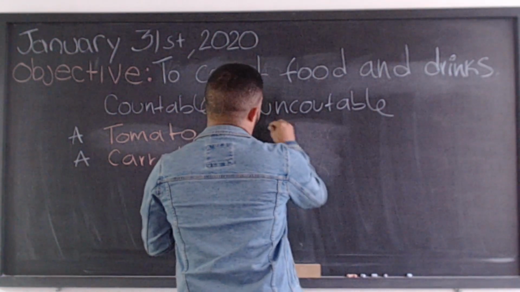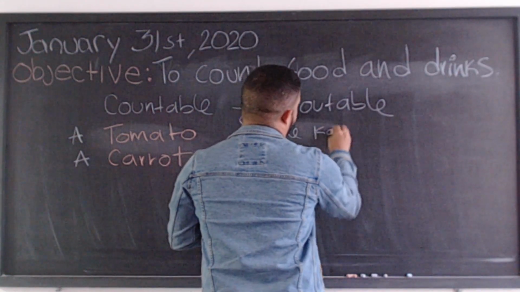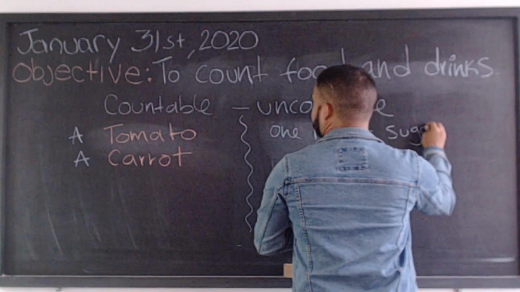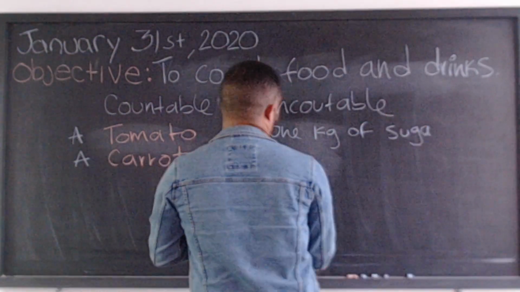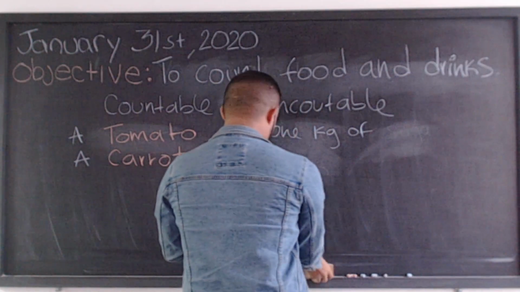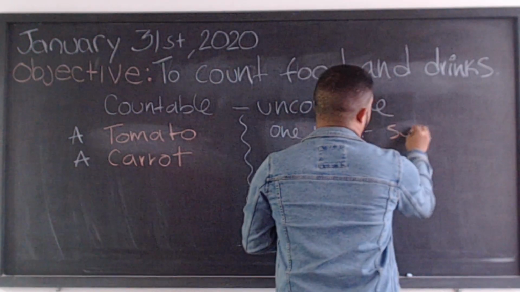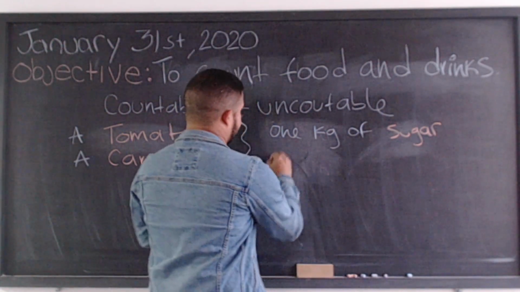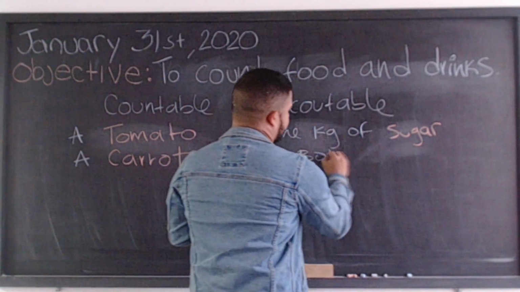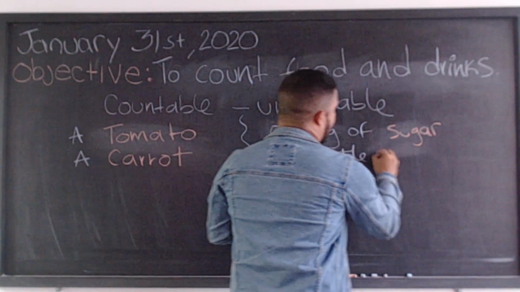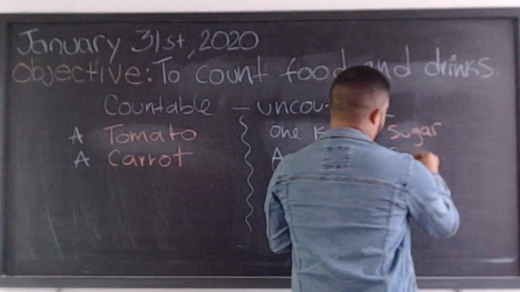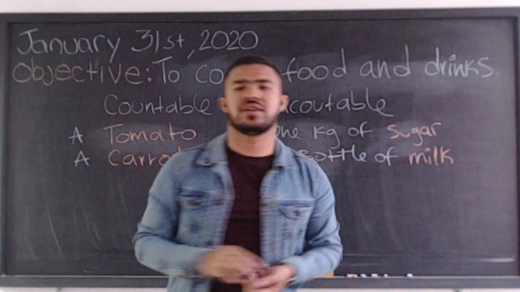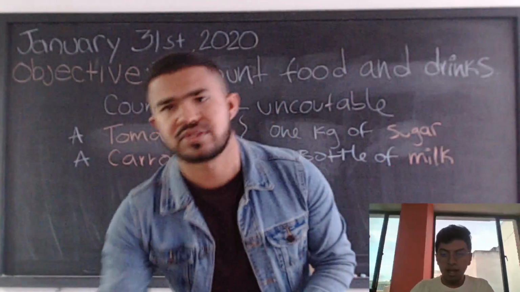Let's write 1 kilogram of sugar. Okay, of sugar. Let's use another color. Of sugar. Good. Or I can say a bottle of milk. Right? Do you have comments or questions? Yes? So far?